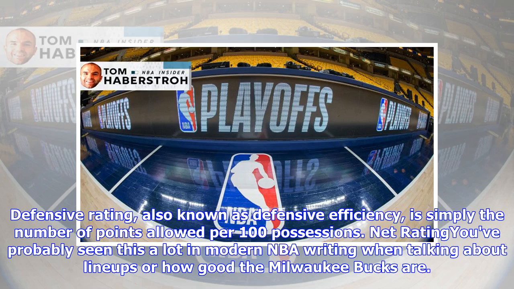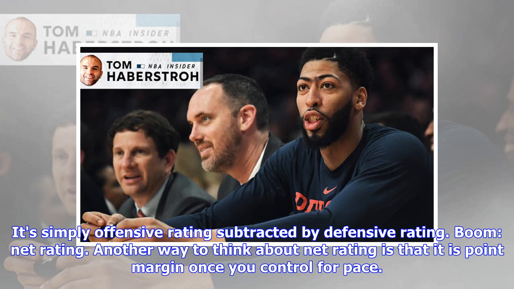Net rating: you've probably seen this a lot in modern NBA writing when talking about lineups or how good the Milwaukee Bucks are. It's simply offensive rating subtracted by defensive rating. Boom. Net rating. Another way to think about net rating is that it is point margin once you control for pace.